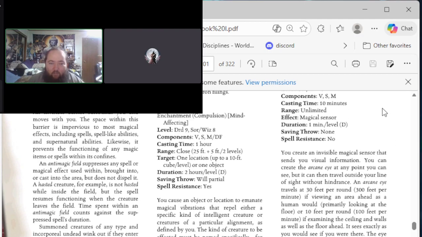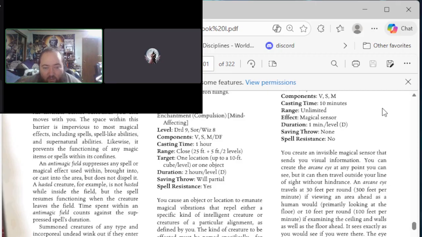You create an invisible magical sensor that sends you visual information. You can create an arcane eye at any point you can see, but it can then travel outside your line of sight without hindrance. An arcane eye travels at 30 feet per round, 300 feet per minute. If viewing an area ahead, as a human would, primarily looking at the floor, or 10 feet per round, 100 feet per minute if examining the ceiling and walls as well as the floor ahead, it sees exactly as you would see if you were there.